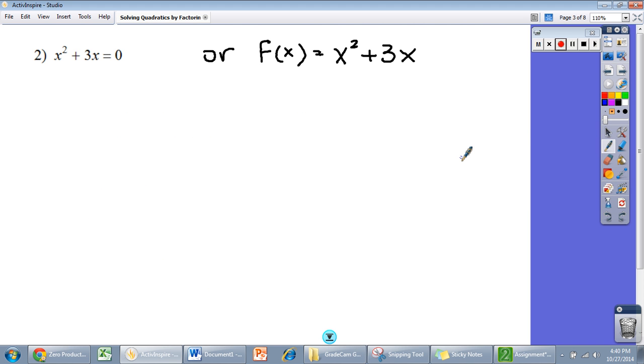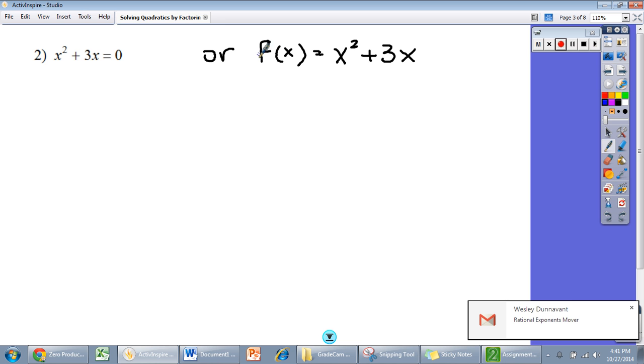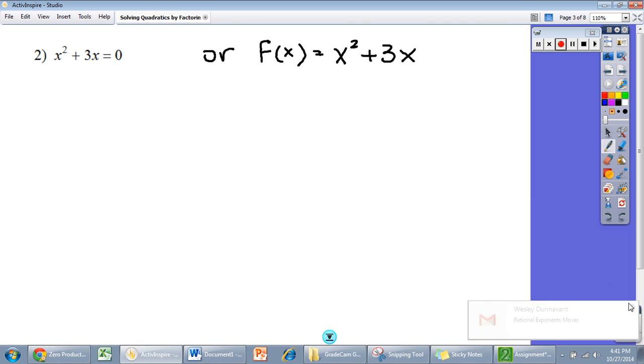Now let's take a look at another problem that this time we need to factor. Sometimes you're going to see the problems written in this manner, where they're already set up equal to 0, or they may say f of x equals x squared plus 3x. Again, the same problem. F of x is just a fancy way of saying y. It means the function evaluated for x. So here we go. We're going to talk about solving this.